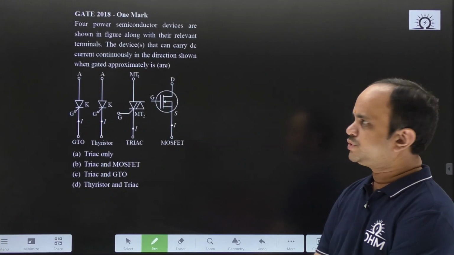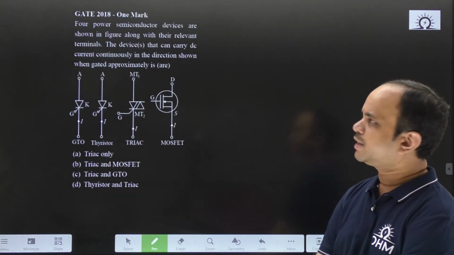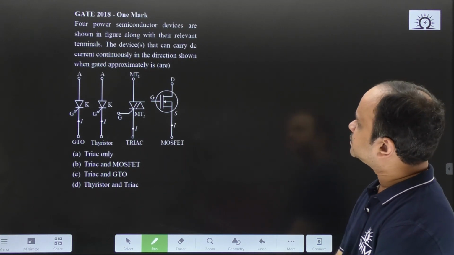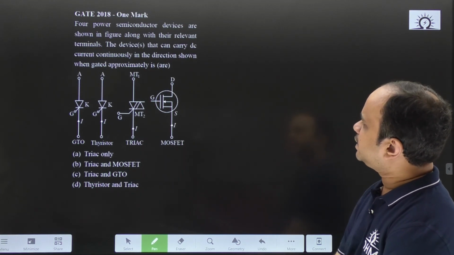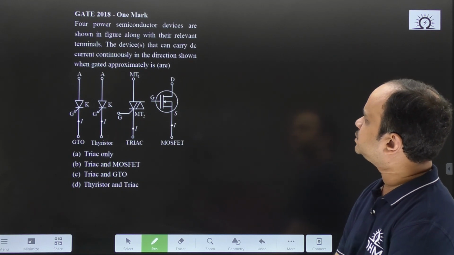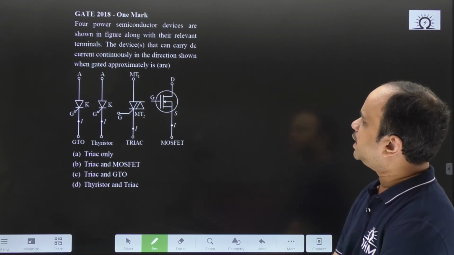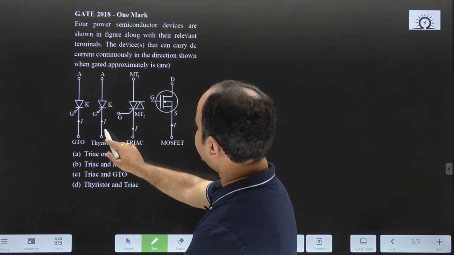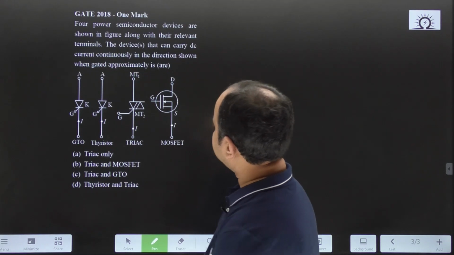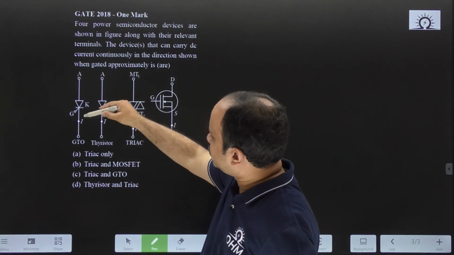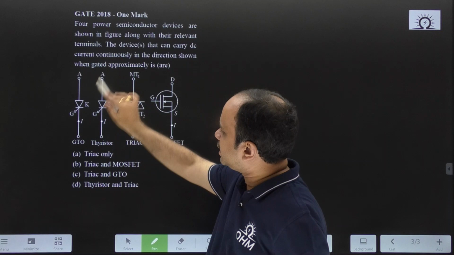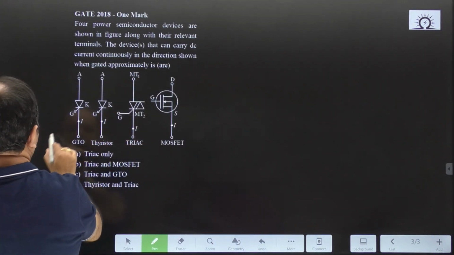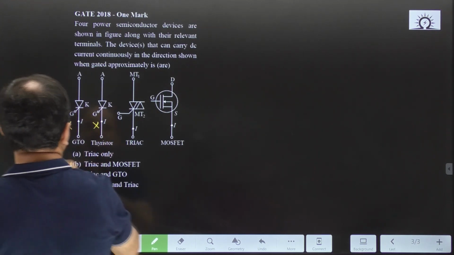Now, let us look into this question, GATE 2018, 1 mark question. Four power semiconductor devices are given in this figure. Now, the devices that can carry current continuously in the direction shown when gated appropriately. Okay. So, here the current is given like this. Now, in this case, GTO and thyristor cannot carry the current from cathode to anode. Okay. So, these two are not the correct answers.